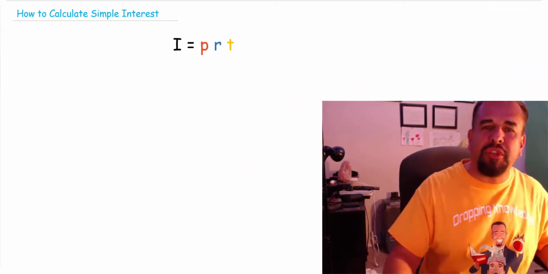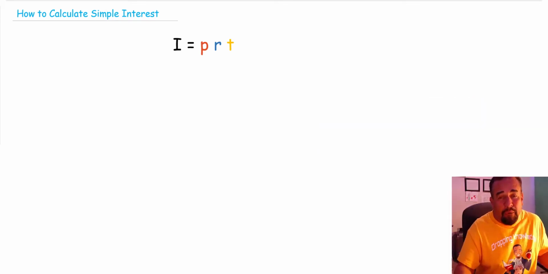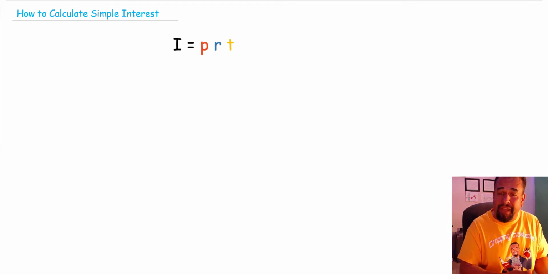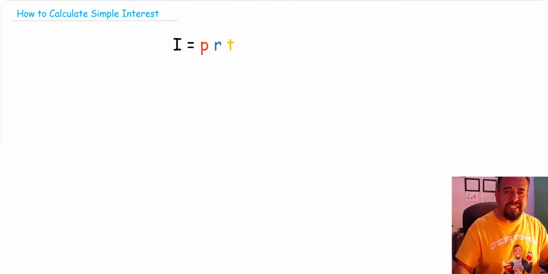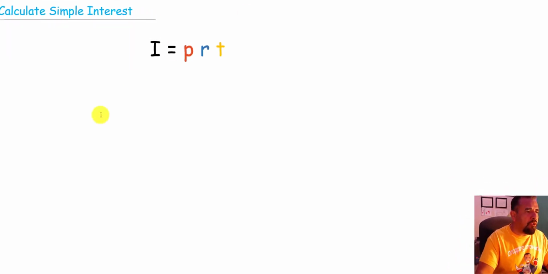Hey, today I'm going to show you how to find interest rates. I'm going to show you how to calculate interest, whether you're paying it or you're receiving it, such as in a savings account. But first, write this down. So I have I equals PRT.